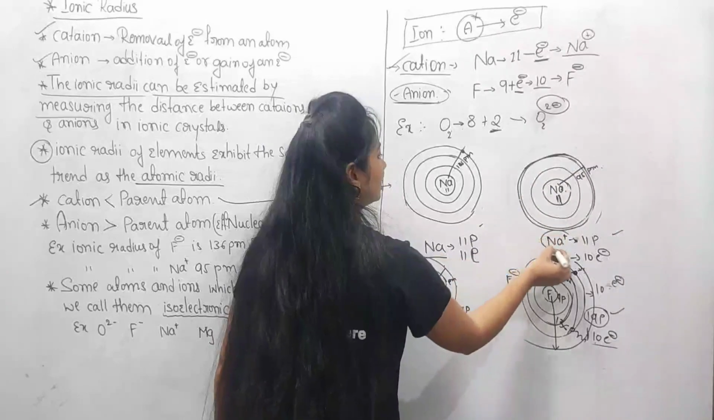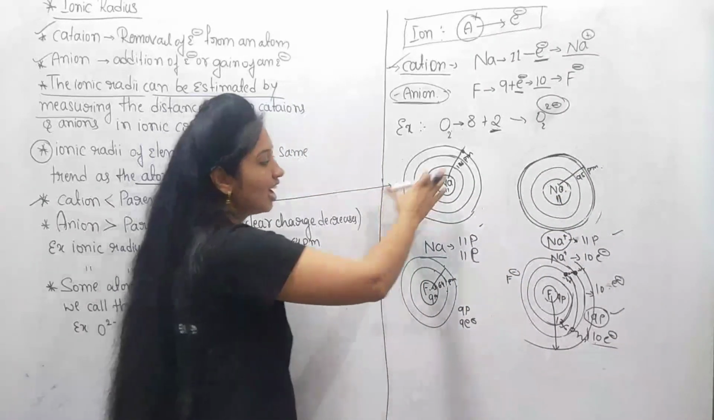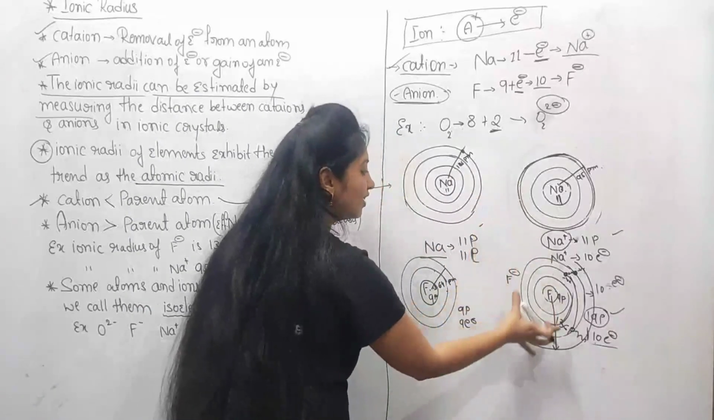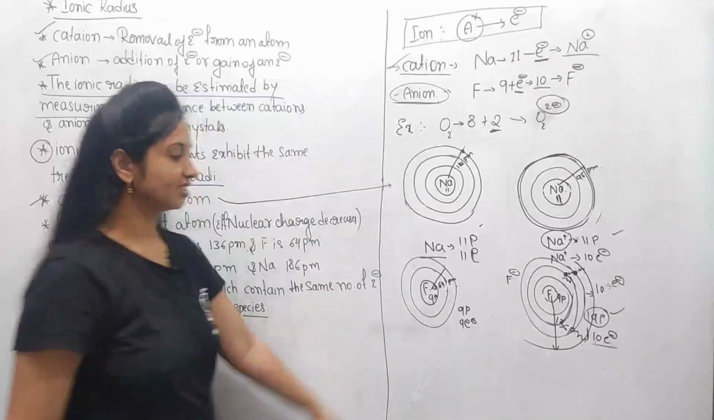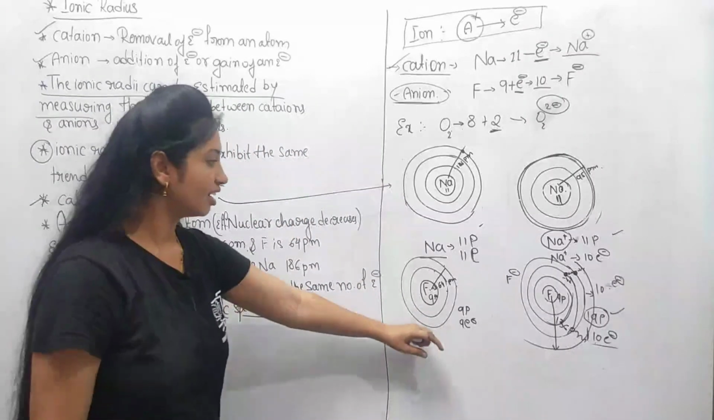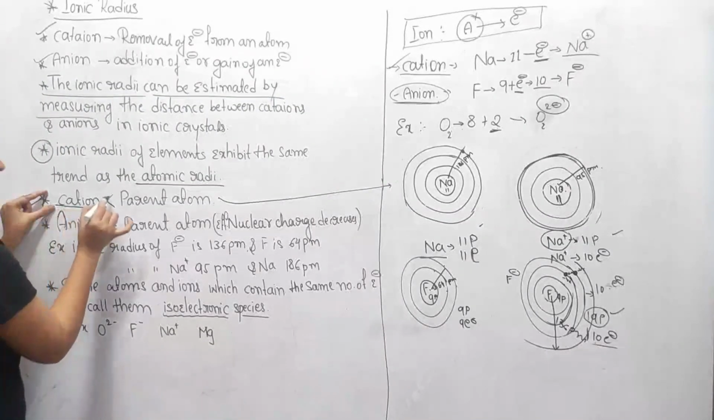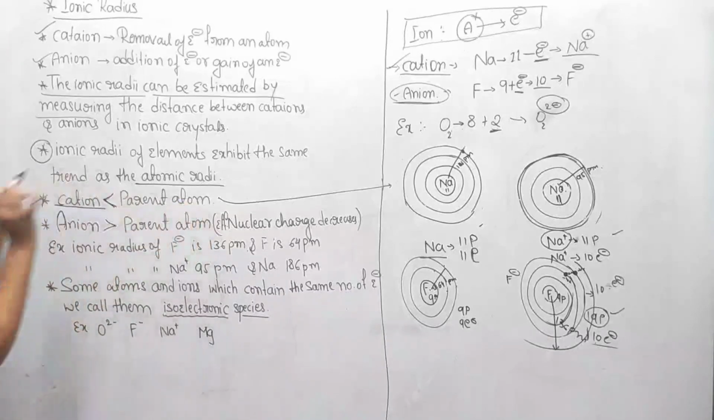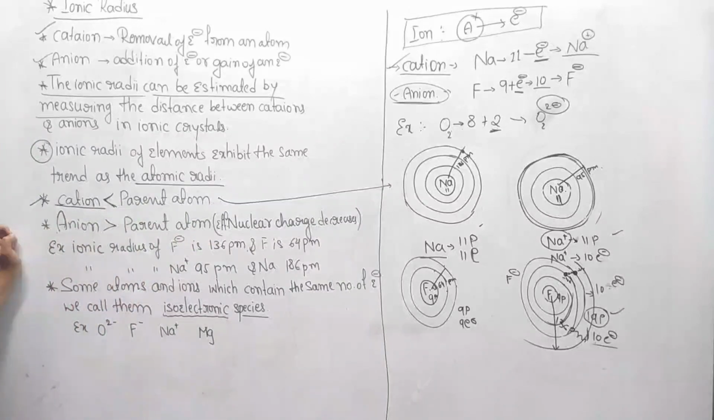cations are always smaller than their parent atom, and anions are always bigger or greater than their parent atom. Just observe this point here. Cation is always smaller than the parent atom and anion is always greater than the parent atom.